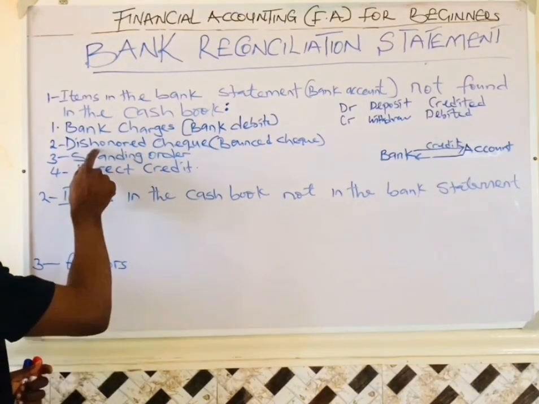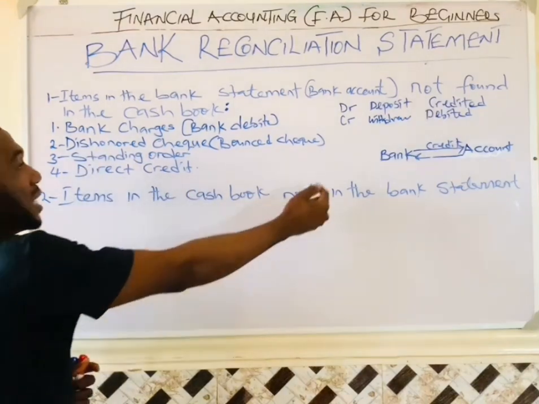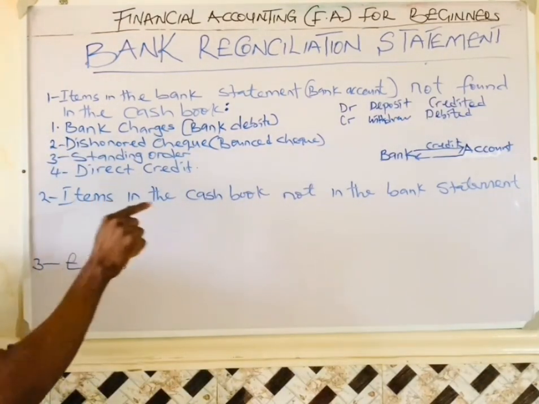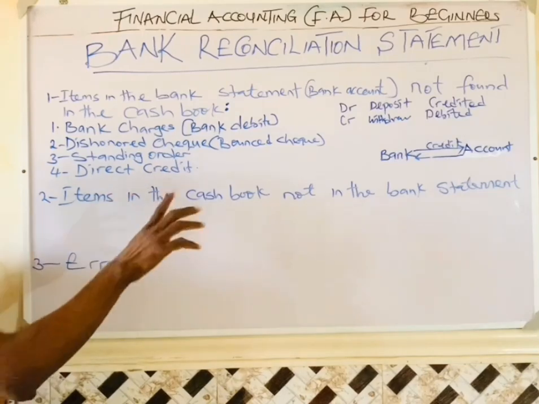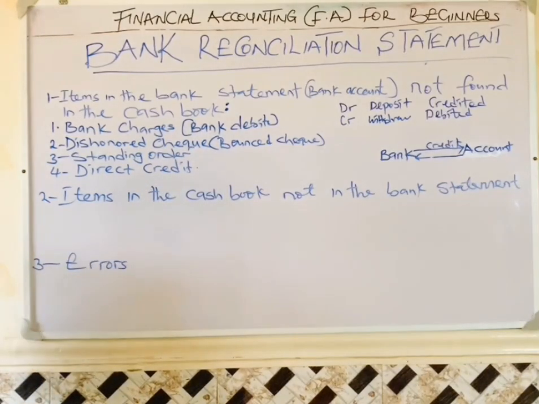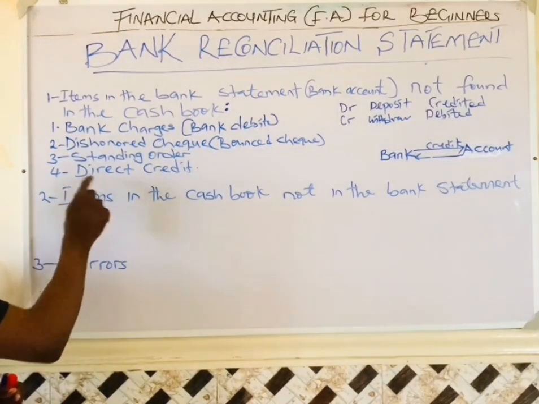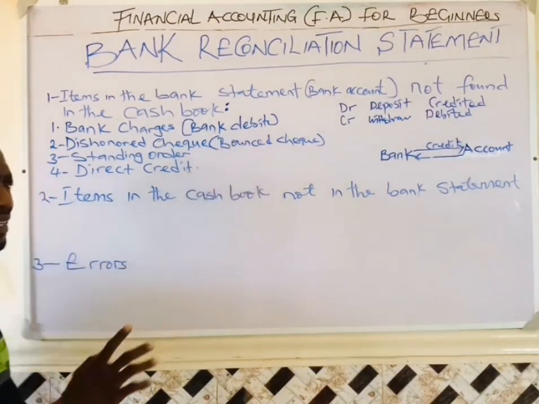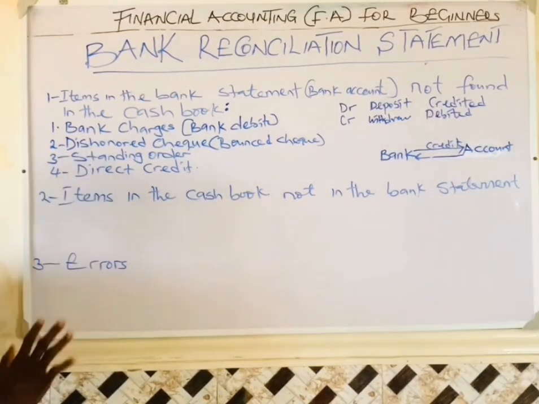So, dishonoring this check, they will now debit your account to cancel that credit that was already made. So, the dishonored check will appear in the bank statement. That is the reason why the dishonored check is there.